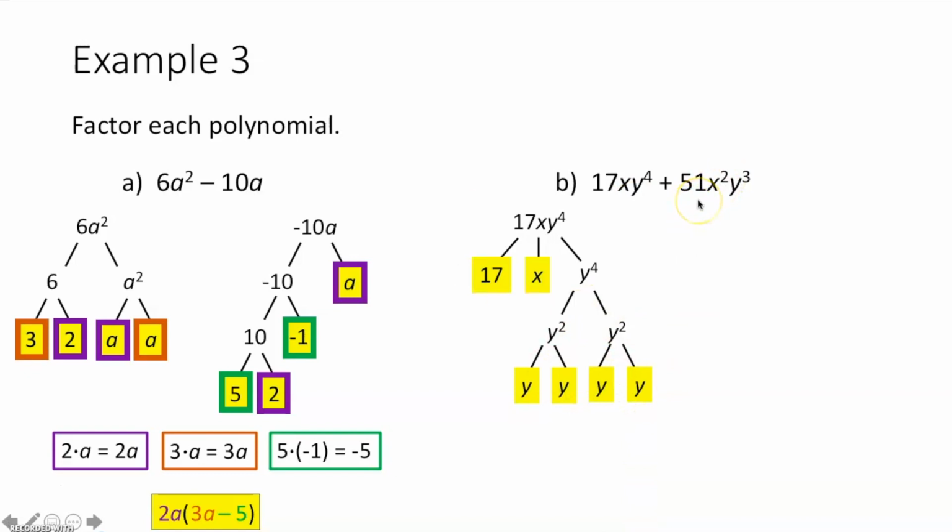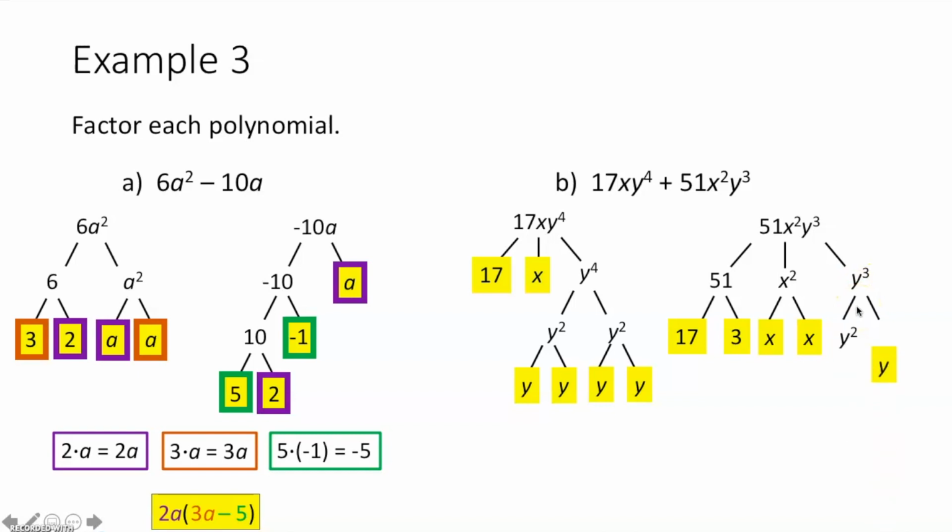So let's go to 51x squared y cubed. Again, this has a coefficient and 2 different variables, so we want to break those up separately. So it's going to be 51, x squared, y to the 3rd. 51 we actually can break up into 17 times 3. X squared breaks up into x times x. Y to the 3rd, these ones are always tricky. Remember, it's just y squared times y to the 1st. And the y squared we can then break up into y times y. If you get good at this, you'll be able to just take y cubed and break it up into y times y times y. That works the exact same way.